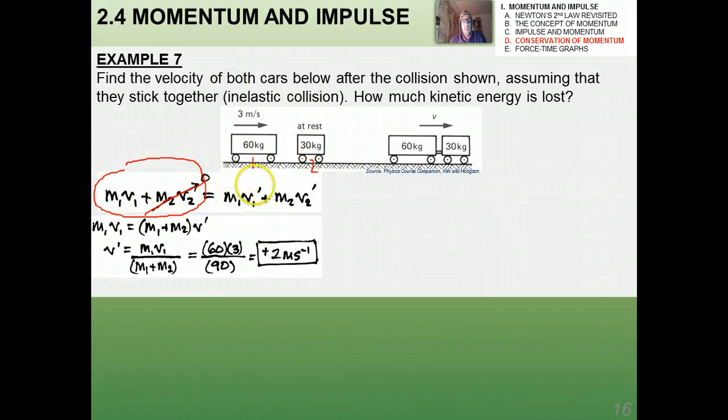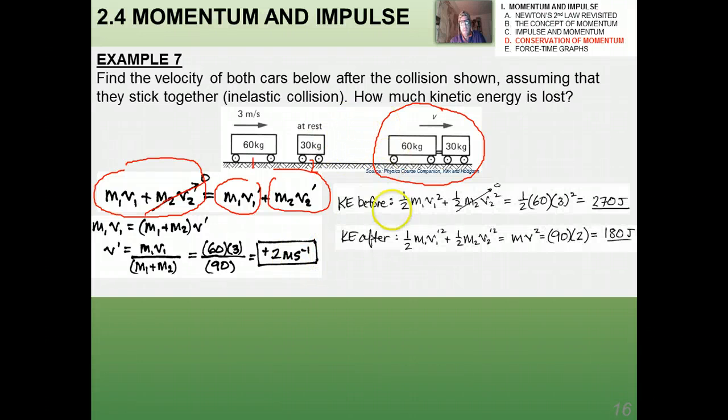Now that's equal to the momentum of cart 1 after plus the momentum of cart 2 after, denoted by the primes. And then all you've got to do is solve for v prime. Now what I'm doing here is I'm noting that v1 prime and v2 prime are the same because they stick together and they have the same velocity. So m1 v1 equals the sum of the two masses, which is now greater than it was before, times v prime. So v prime is the velocity of this big 90 kg lump of cart. Noting that, you solve for v prime, and I got positive 2 meters per second, positive indicating that it's going to the right, okay?